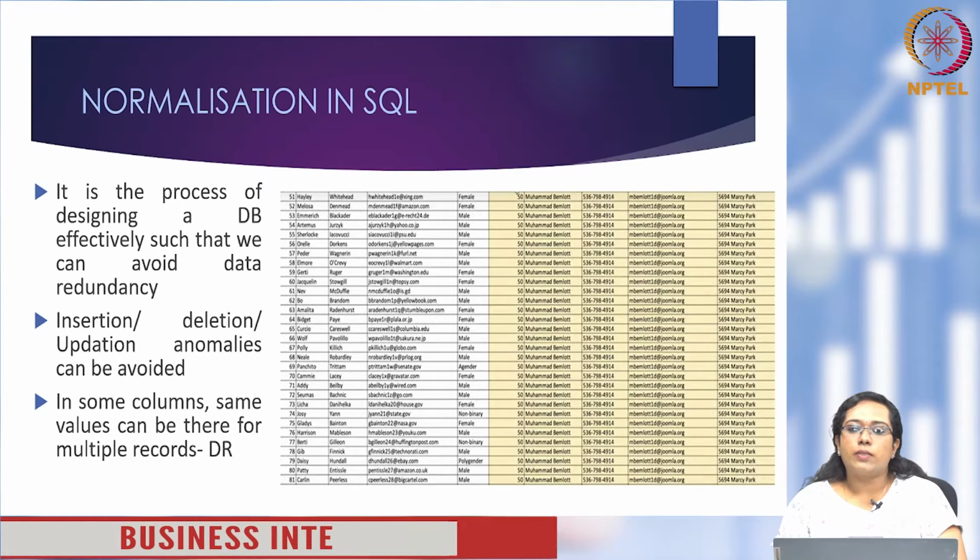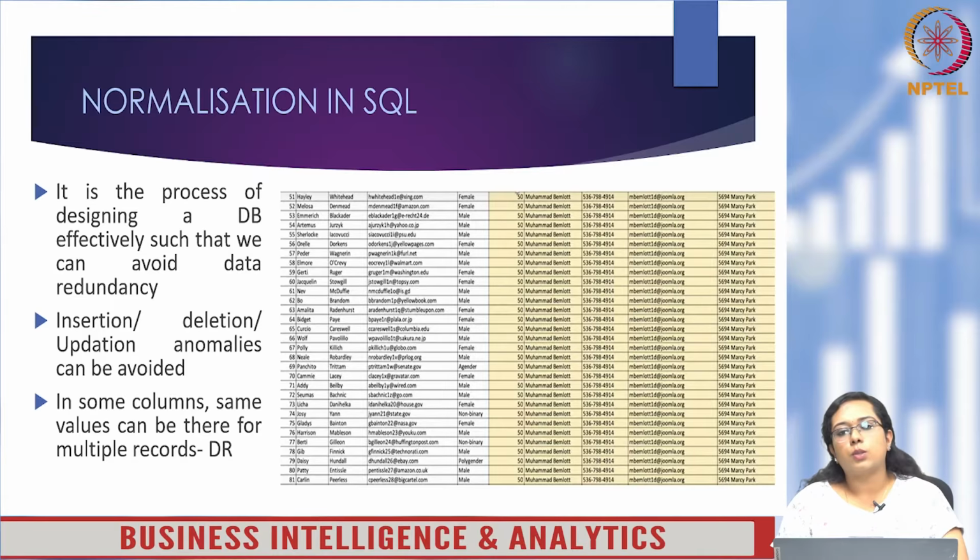Next, we are moving into a very important topic in SQL, which is known as normalization. So, what is normalization? Normalization is a process of designing a database effectively so that we can avoid data redundancy. For example, see this table on the right. There is a lot of information in it, but if you see the yellow part on the right side, you will see that all the data is being repeated unnecessarily, just because it is related to the part on the left.